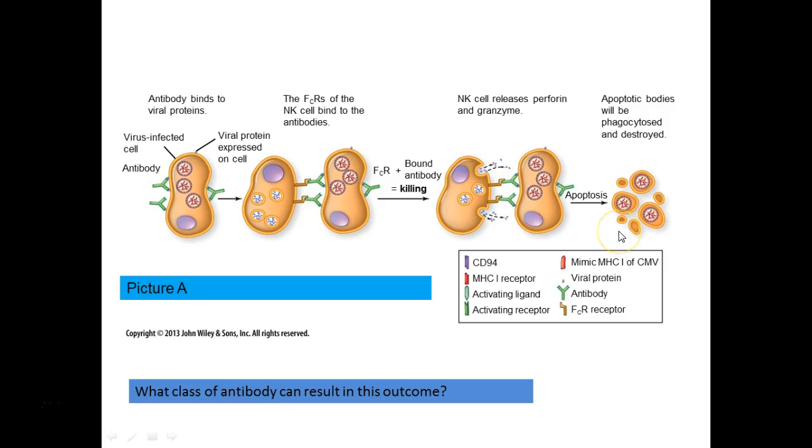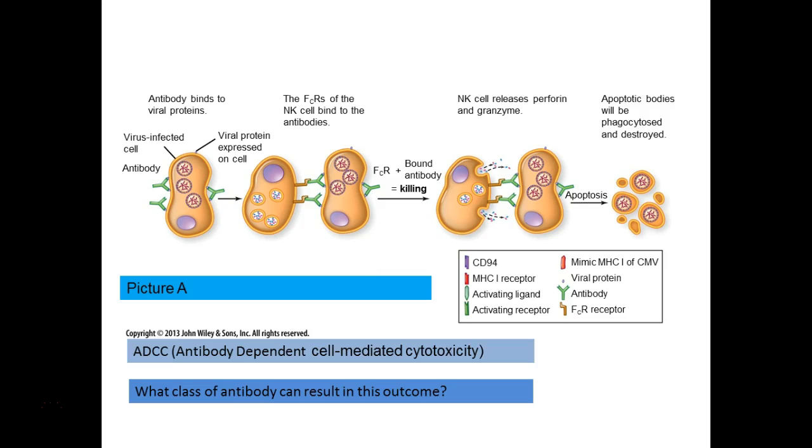So programmed cell death. So what is this process? This is antibody-dependent cell-mediated cytotoxicity. What antibody class causes this? It was only one of them. IgG. She's on it. IgG is the only one. So that receptor on the natural killer cell is actually specific for that class of antibody, which is our most abundant ones in our body. Right? Inside of our body, it's the most abundant.